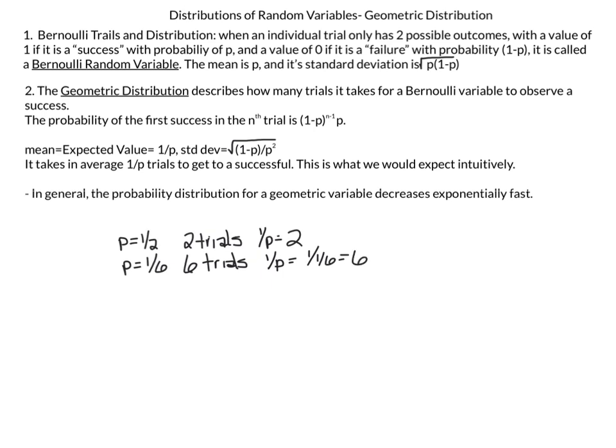And the idea is the larger this is on the bottom, in other words, the smaller the probability, then the more trials we expect. Here we have a higher probability, so we have fewer trials we expect before we have a success. And last, as we noted, the probability distribution for a geometric variable decreases exponentially fast.